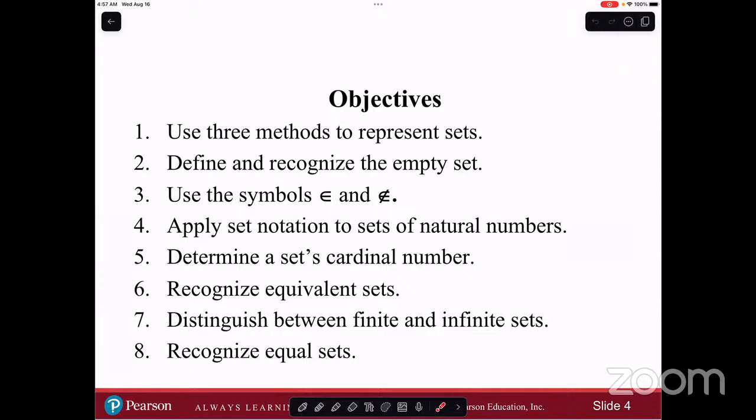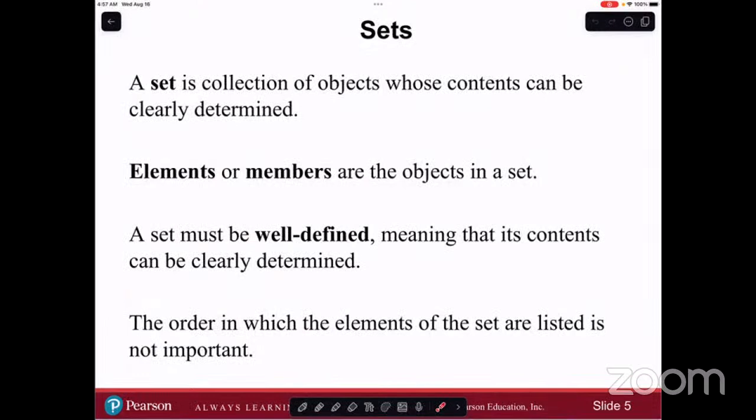So a set is a collection of objects whose content can be clearly determined. Elements or members are the objects in a set, right? A set must be well defined, meaning that its contents can be clearly determined. The order in which the elements of the set are listed is not important. Right, so a set is just a collection of objects whose contents can be clearly defined. It's just a collection of things.